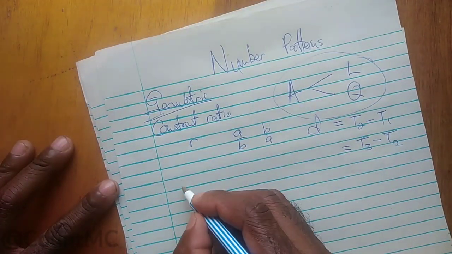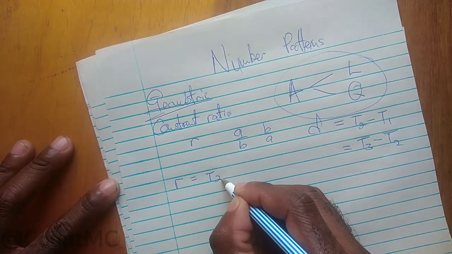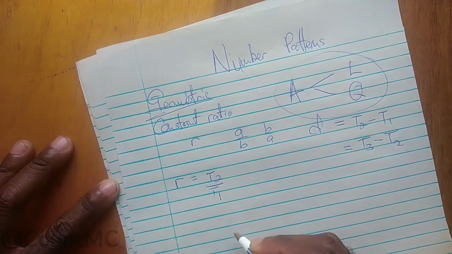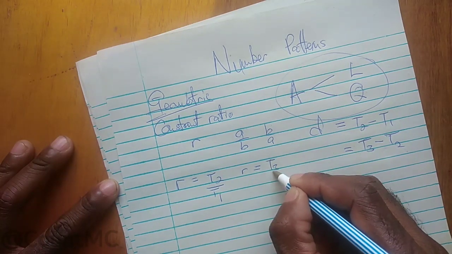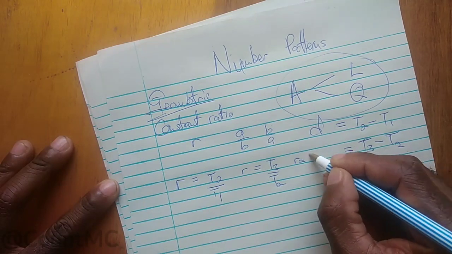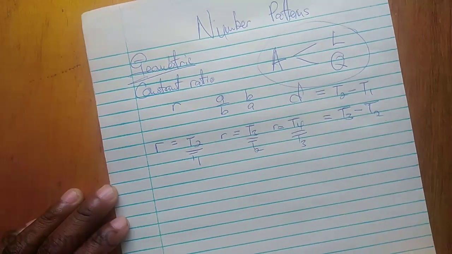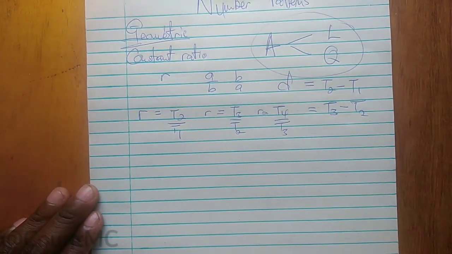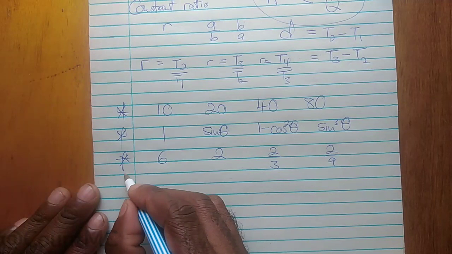So in theory, your constant ratio is equal to term 2 divided by term 1, or term 3 divided by term 2, or term 4 divided by term 3. Now, let me write a few examples, then there's something else I want to explain. Okay, so here are a few examples.